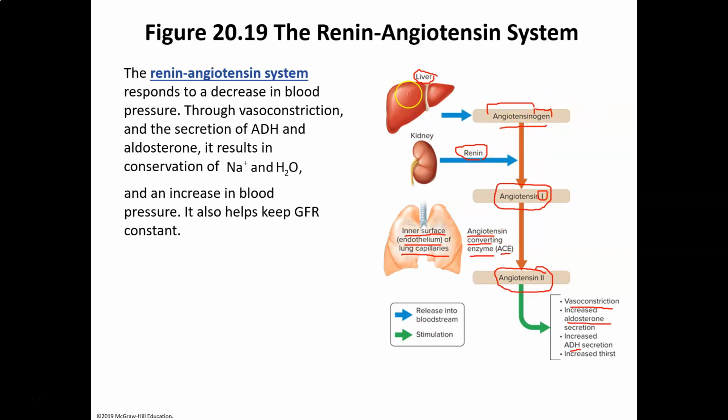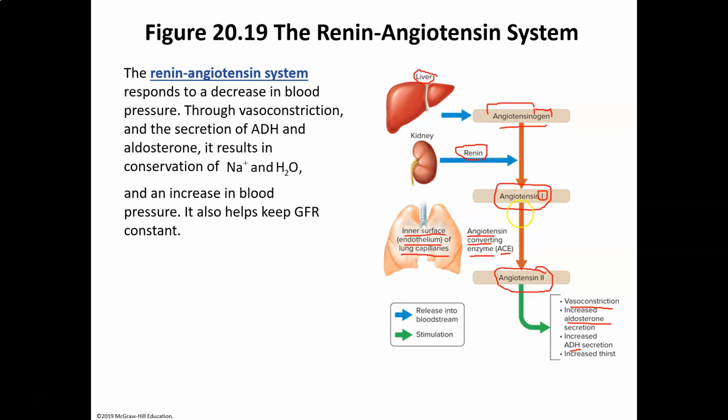A quick summary. Liver makes angiotensinogen. It just floats around your blood, doesn't do a thing. The kidney senses a decrease in blood pressure. It kicks out renin. Renin goes into the bloodstream. Renin is an enzyme that converts angiotensinogen to angiotensin 1.